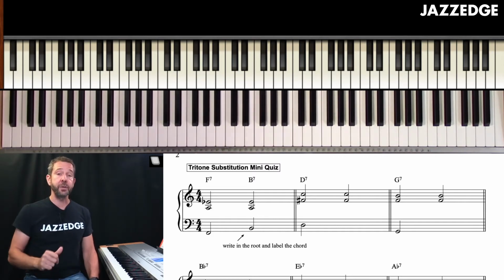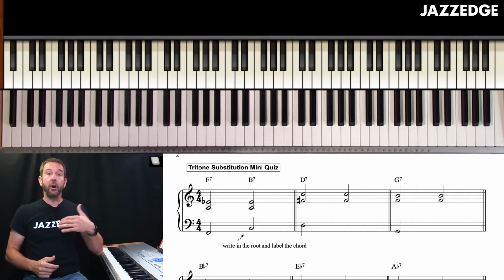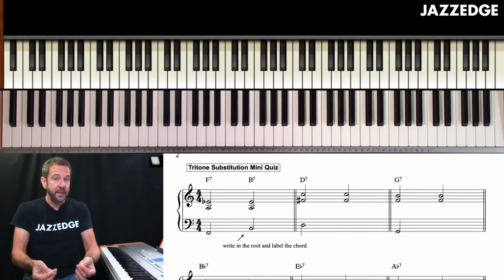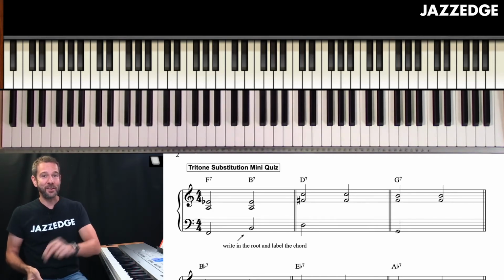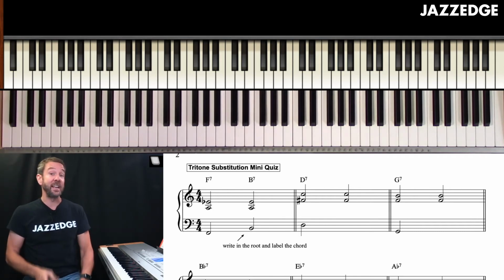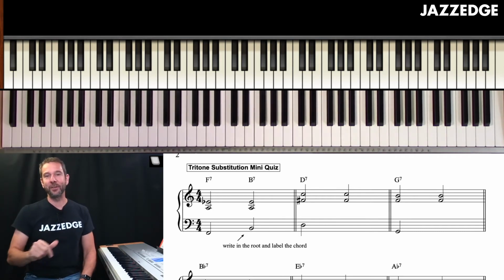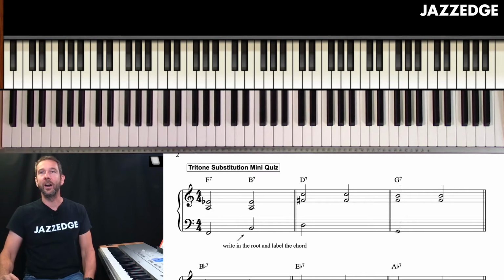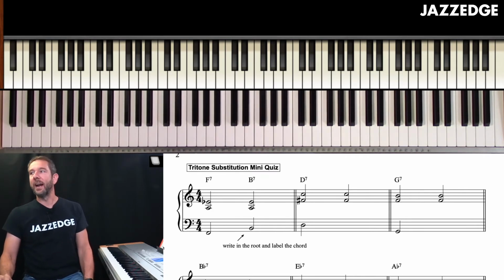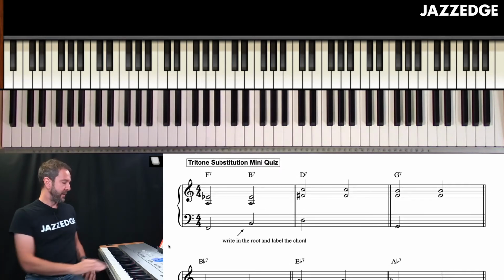Now, I am going to show you in this mini course how there are ways of preceding these other chords with their tritone substitution, right? And it's a really cool thing. We're going to be talking about that over All the Things You Are. And it really makes the song sound really, really hip. All right, so let's move on to the next one here.